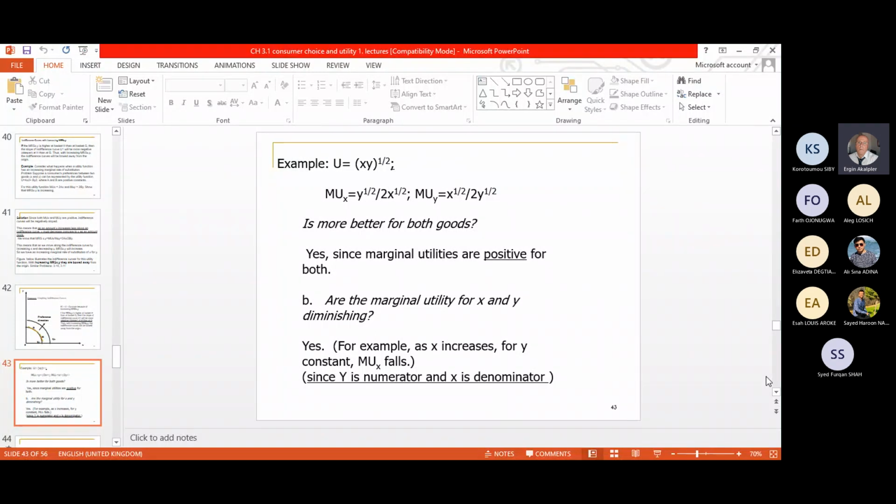Is more better for both goods? That is the question. Yes, since the marginal utilities are positive for both. And are the marginal utilities of x and y diminishing? Yes, for example, as x increases with y constant, the marginal utility of x falls. Since y is the numerator and x is the denominator, it is expected that one is increasing and the other is decreasing, isn't it? Because of the position in this equation, the numerator and denominator.